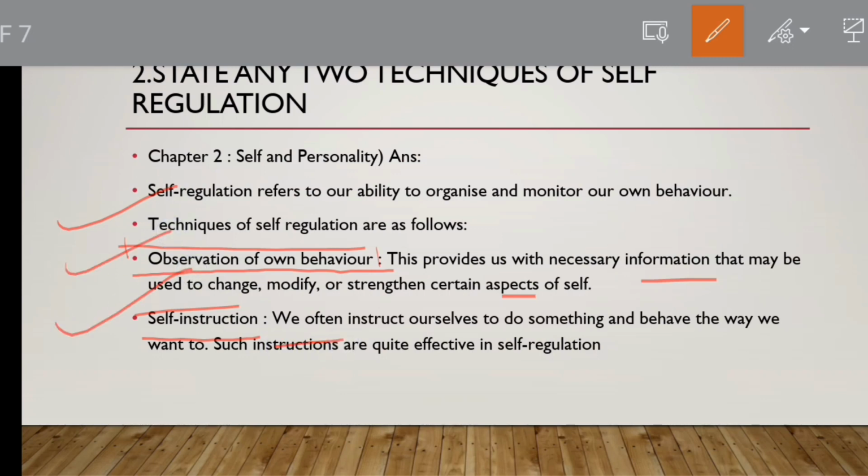We often instruct ourselves to do something and behave the way we want to. Such instructions are quite effective in self-regulation. Like you make New Year resolutions every year. You make certain targets for every week, like I have to complete this, I have to complete that. So these are self-instructions.